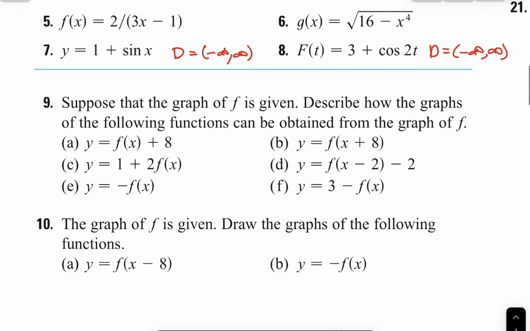Okay, let's take a look at 9. 9 says describe how the function has been transformed from f. So we're just gonna write a little explanation. What happens when we add that 8 on the outside of the function? Yep, so all you have to do is say update. What about if we add 8 on the inside of the function? Opposite of what you think. If we add 8 on the inside, it's going to go left 8.